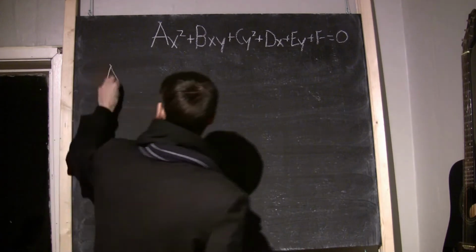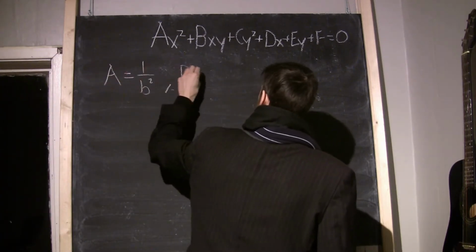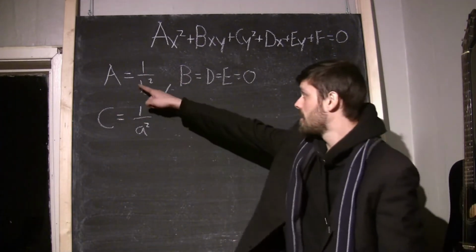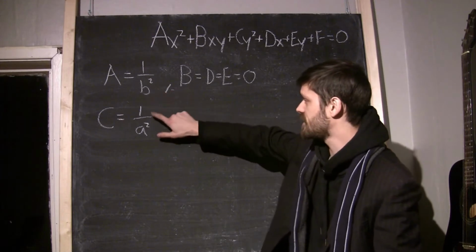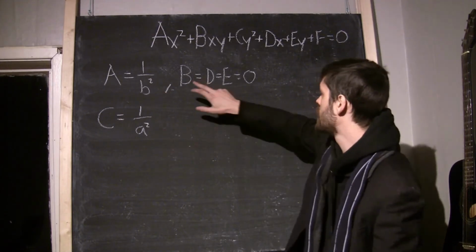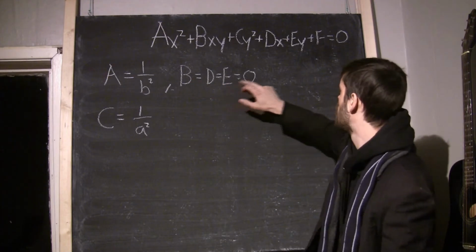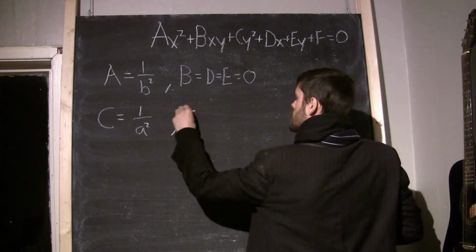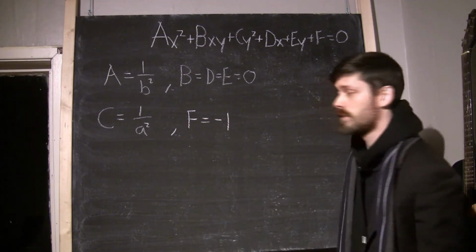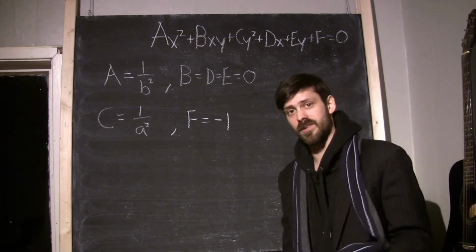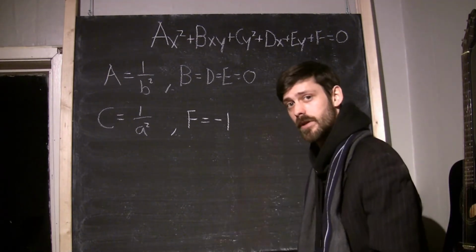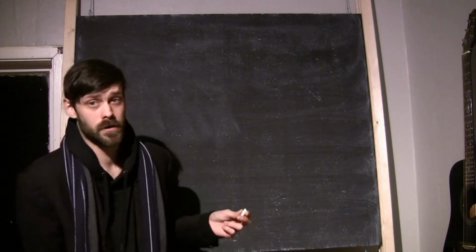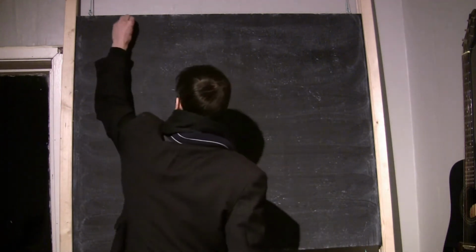As an example, if we have A equal to 1 over b squared and C equal to 1 over a squared, and we have that B, D and E are all 0, and we let F equal -1, then we have an equation for an ellipse. You can do the same for all the other conics, just substitute in and you will get whatever conic you would like. In just the same way, every toric section can be described by a quartic equation.